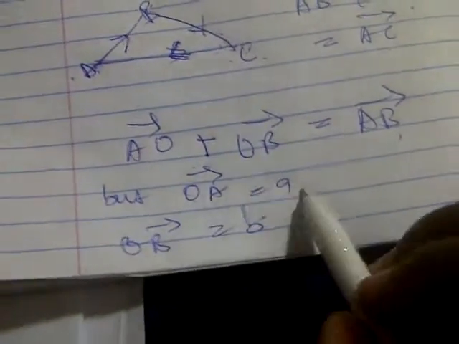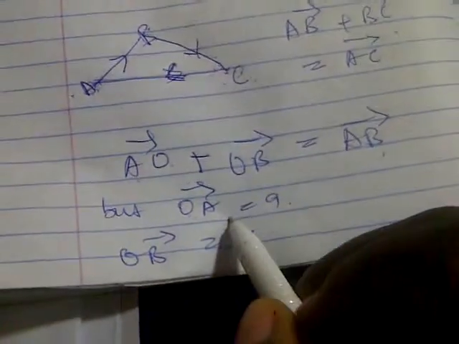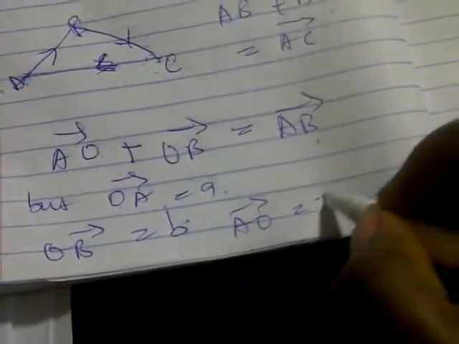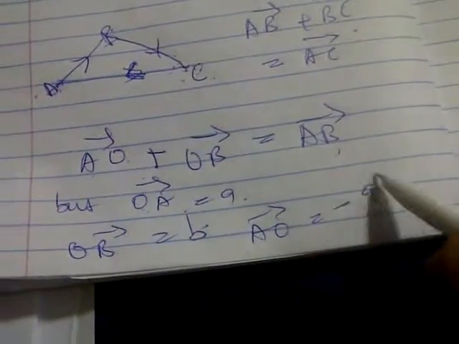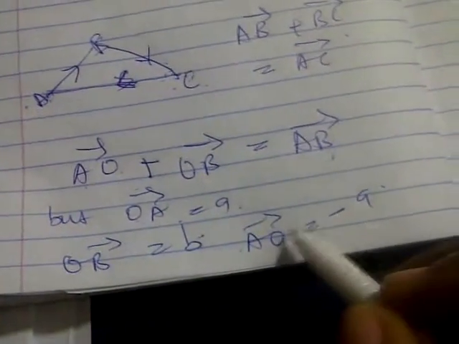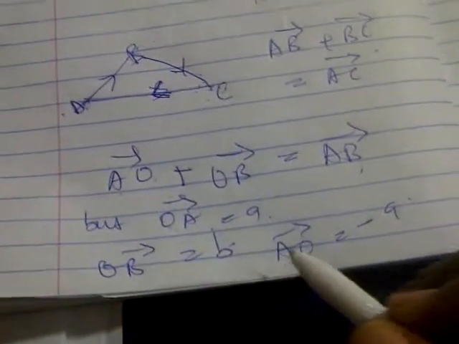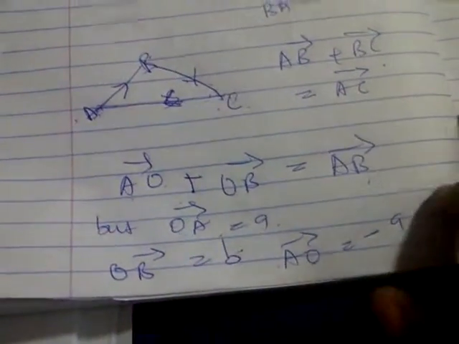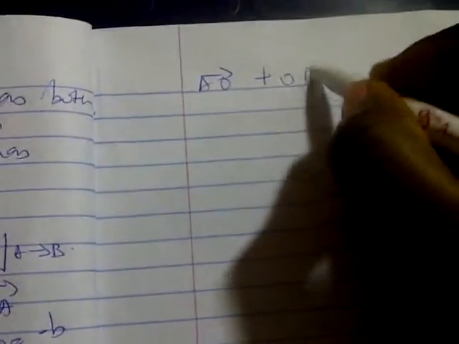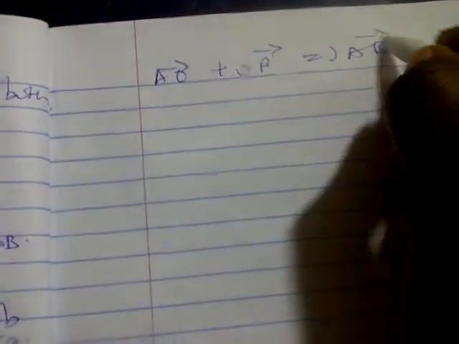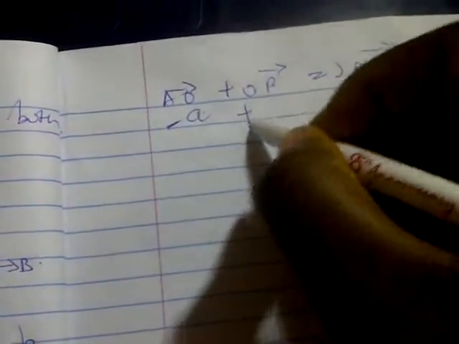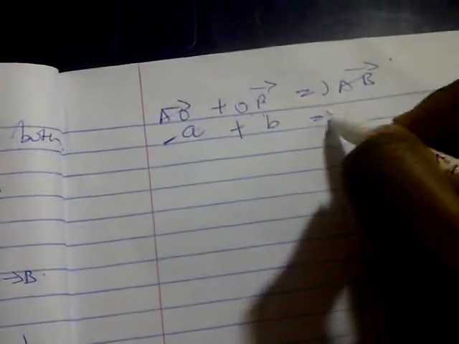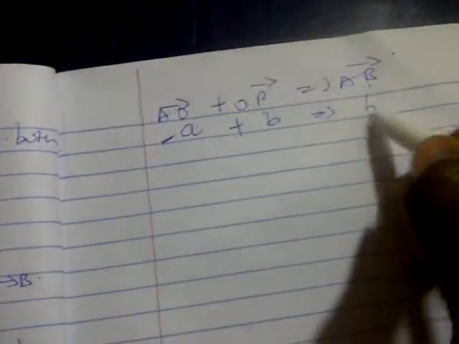Seeing that OA is A, AO is the reverse of OA, so AO will now be minus A. Remember what I said earlier, that we can negate the value if the direction is different. This negative means that OA is in the opposite direction of AO, though they are the same magnitude. Now we can say AO plus OB is going to give us AB. Since AO is negative A plus OB, which we're given already is B, AB is now going to be B minus A.